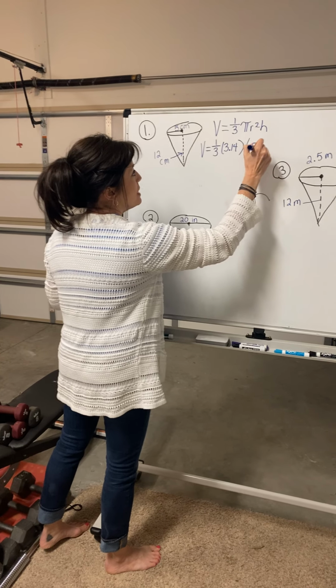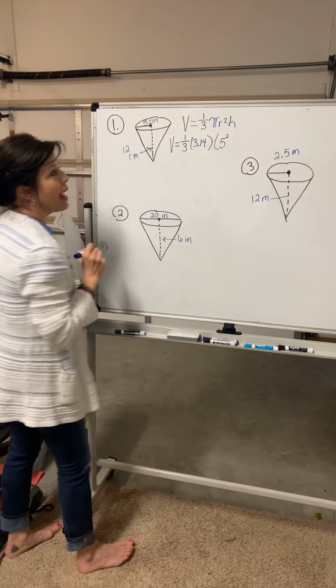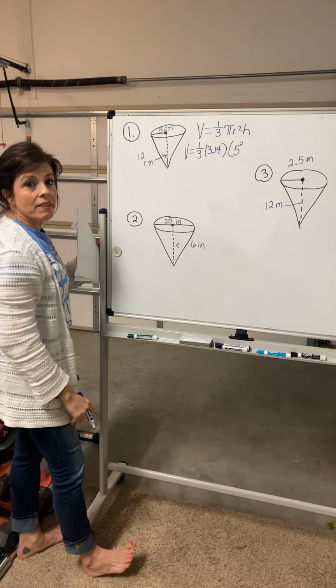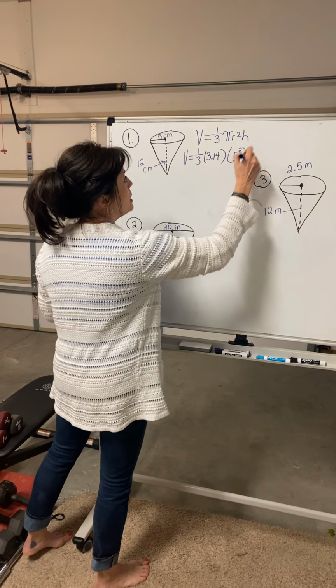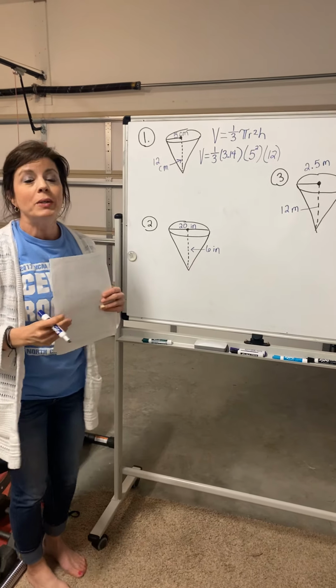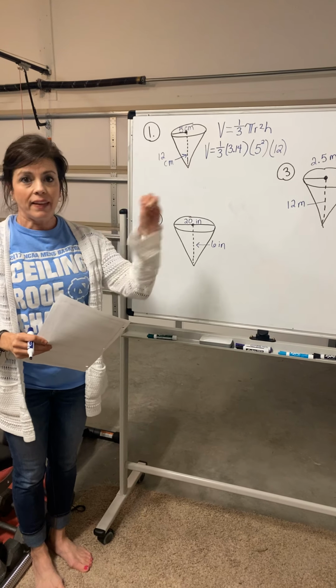My radius is 5. Don't forget that we have to square that number. If you wanted to go ahead and put a 25 there instead, that's fine. Times your height, which is 12. My suggestion to you is take the time to plug everything in.